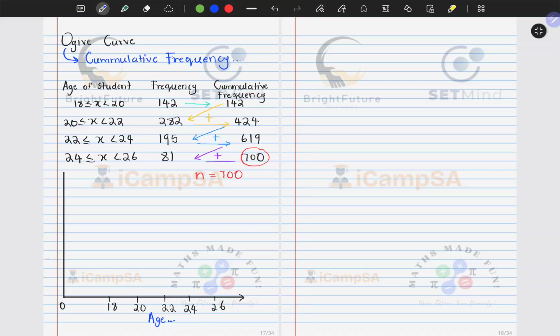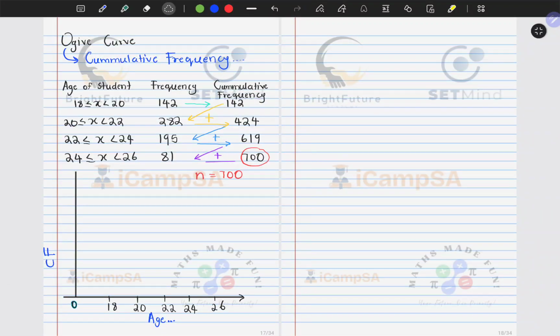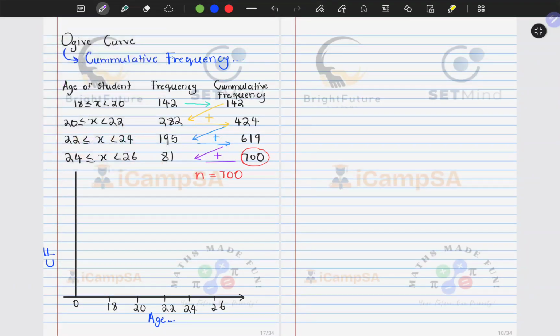Okay. And then what we have on the vertical axis, that's CF, that is cumulative frequency, right? So let's make some space for our scale here. So if you observe carefully, we need to move from 100 up until we get to that value which is there, which is 700. So what I'm going to do here, I'm going to use a scale of 150.